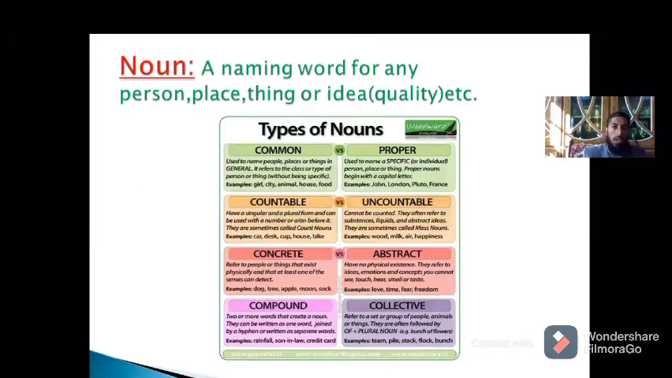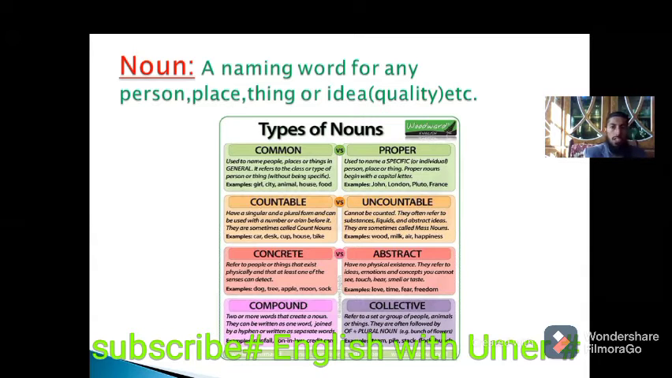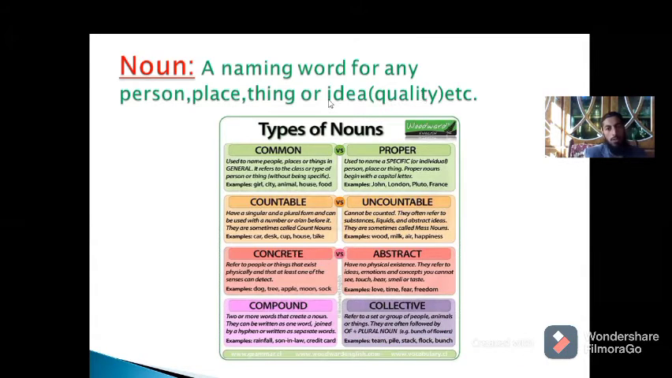So let's talk about noun: a naming word for any person, place, thing, idea, quality, etc. It means abstract things can be nouns as well. So this is the comprehensive definition of a noun, that it is a naming word for any person. It can be for any place, thing, object, or any abstract thing or idea, that is quality, just like love, hate, hunger, thirst, wisdom, intelligence, etc., which we can't see or touch. These ideas or qualities are also called nouns.